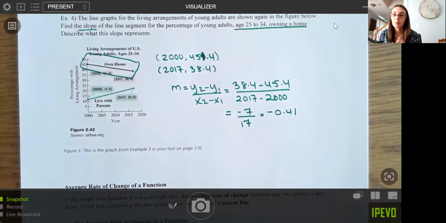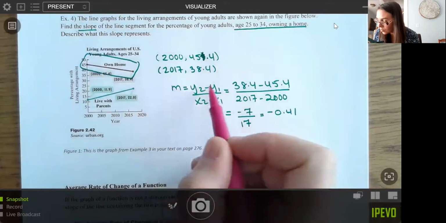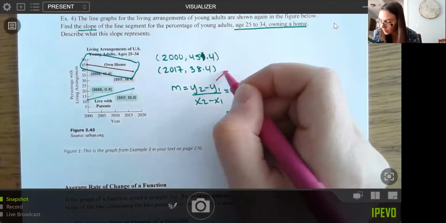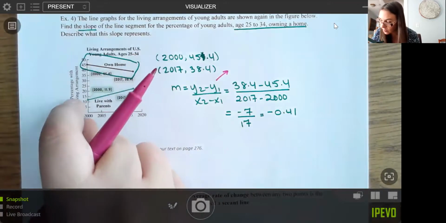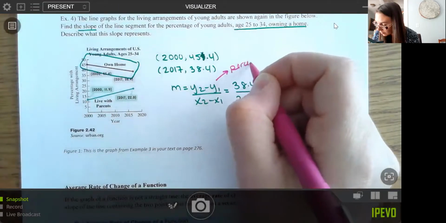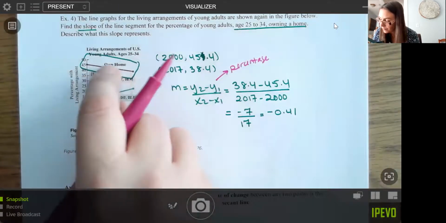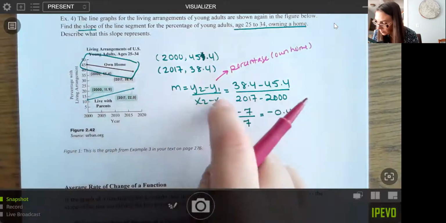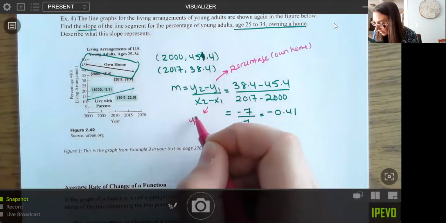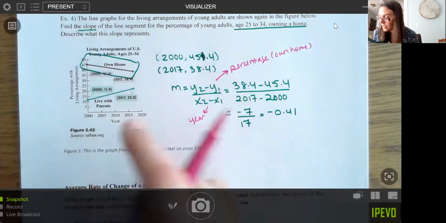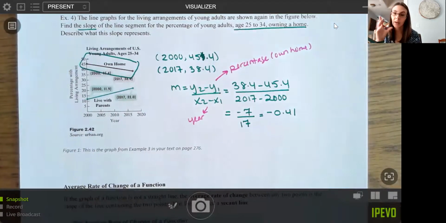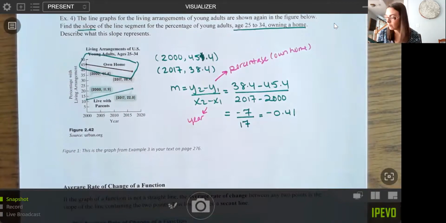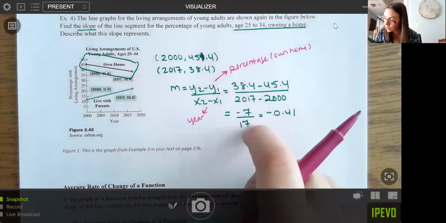Now let's think about what this represents. The way I often like to do this is I like to think about my variables. So notice here, your m is your change in y's over your change in x's. Now my y values here represent the percentage, in this case of people who own their home. And then my x values here represent the year. So 2000, 2005, 2010, et cetera, but it represents the year. So it helps to know what your variables represent here because you want to remember that you're looking at the change in those variables, the change in y over change in x.